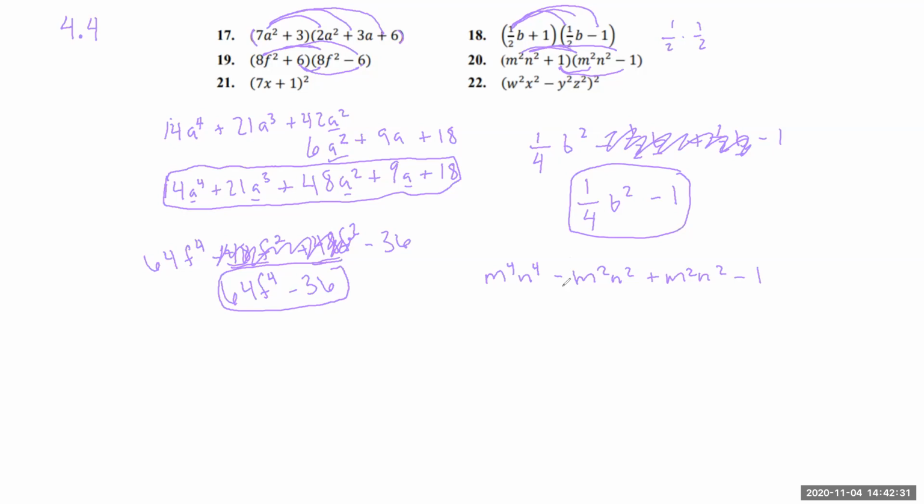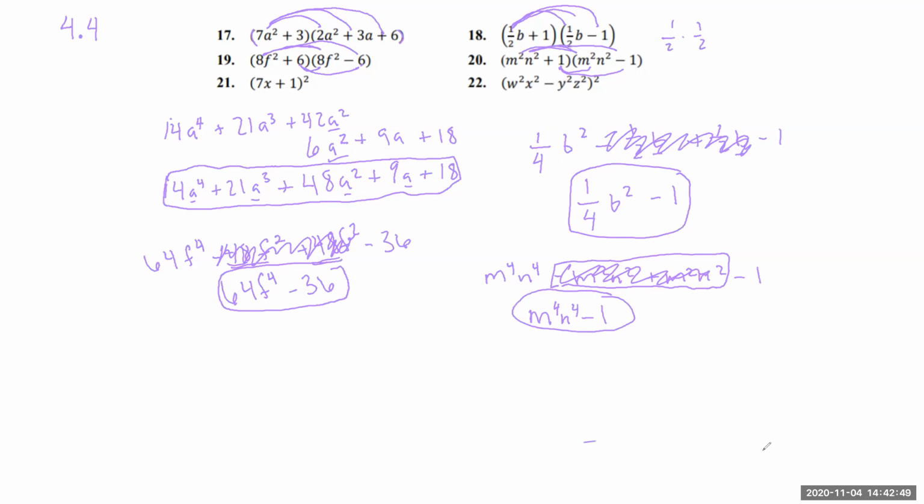So when we do that, these cancel each other out because we have a plus and minus of the same thing. So you go ahead and just make that 0. And what we're left with is m to the 4th n to the 4th minus 1. That's your answer for 20. Okay, going on to 21.